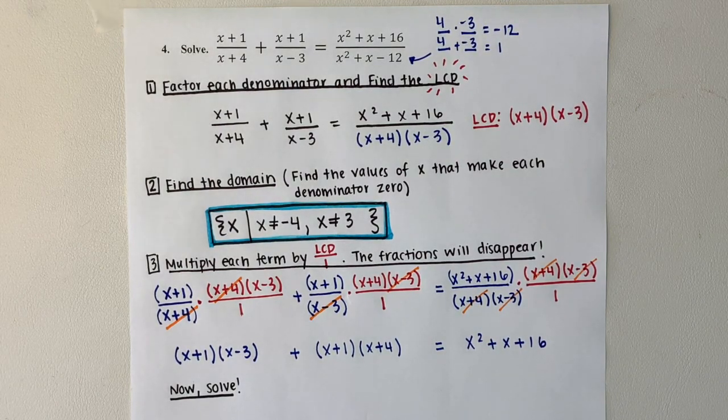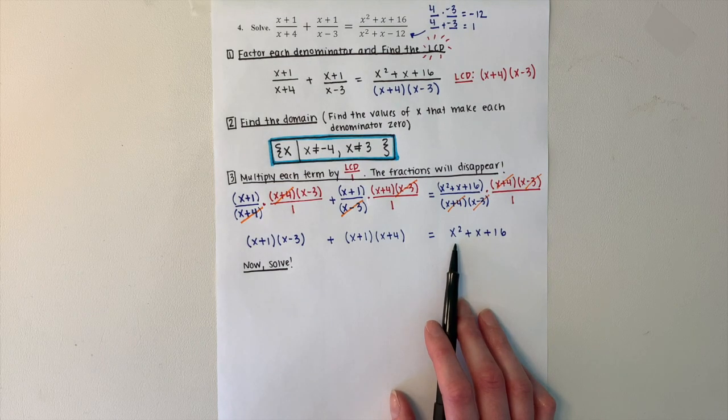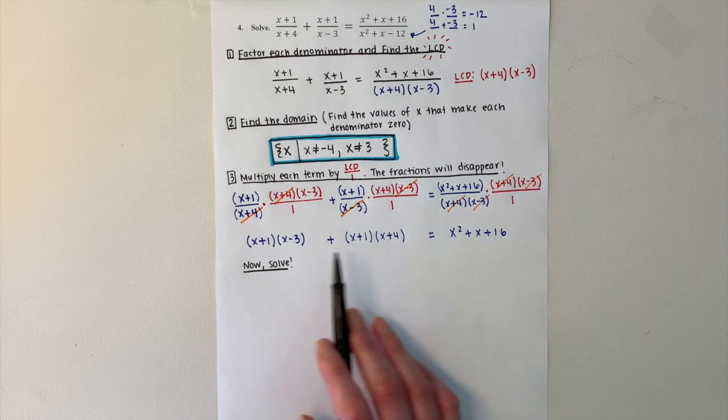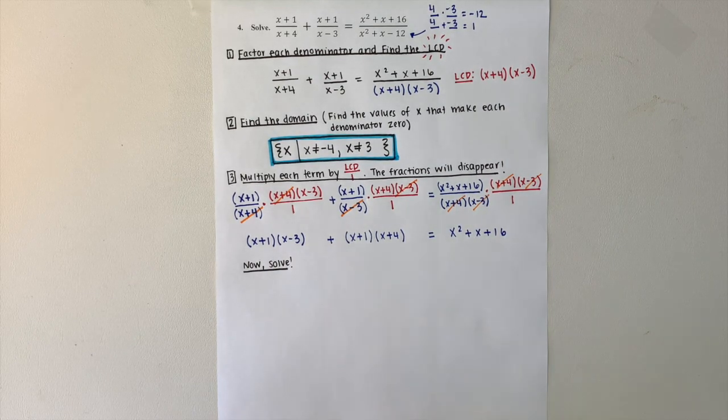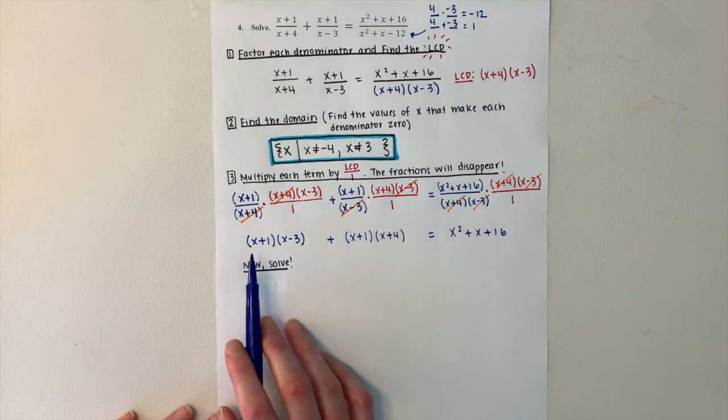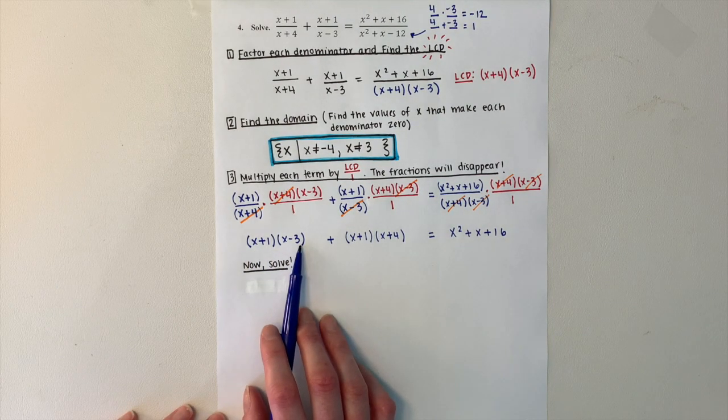Now notice, this equation is a quadratic equation since we have an x squared term. Remember, in Chapter 4, Section 8, we learned to solve quadratic equations by first writing in standard form. So let's go ahead and write this equation in standard form. To do that, let's go ahead and FOIL this expression here.